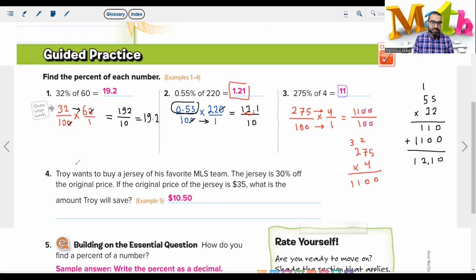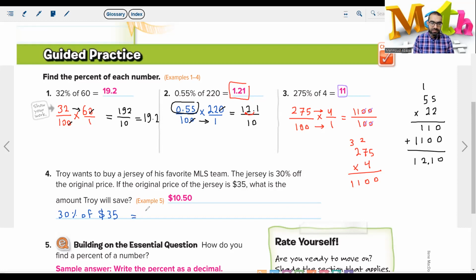Problem 4. Troy wants to buy a jersey for his favorite MLS team. The jersey is 30% off the original price. If the original price of the jersey is $35, what is the amount Troy will save? It means we need to evaluate what is 30% of $35, because this is the amount he saved.